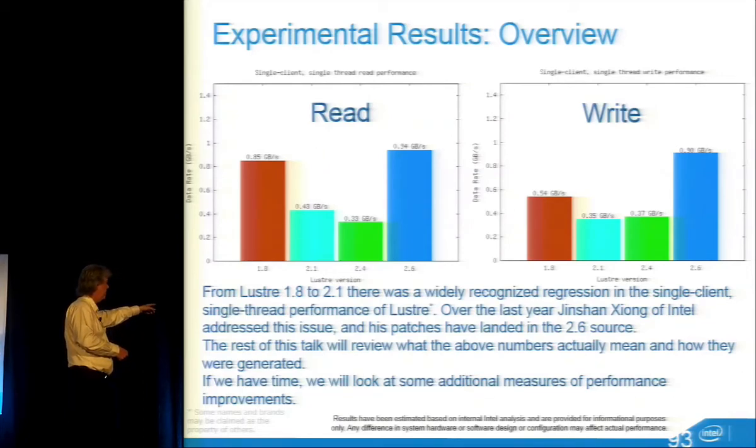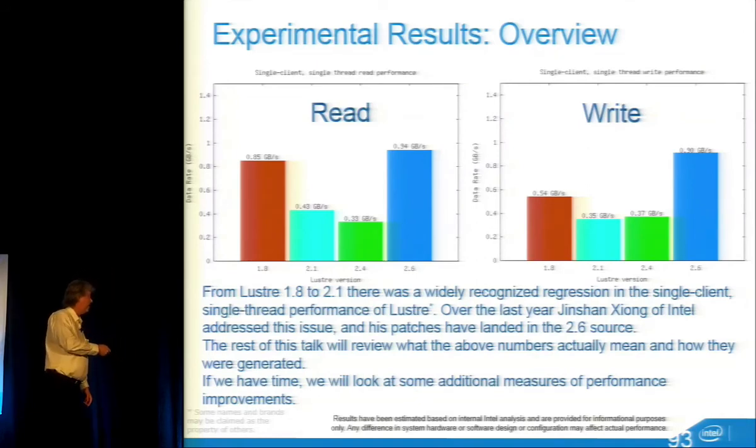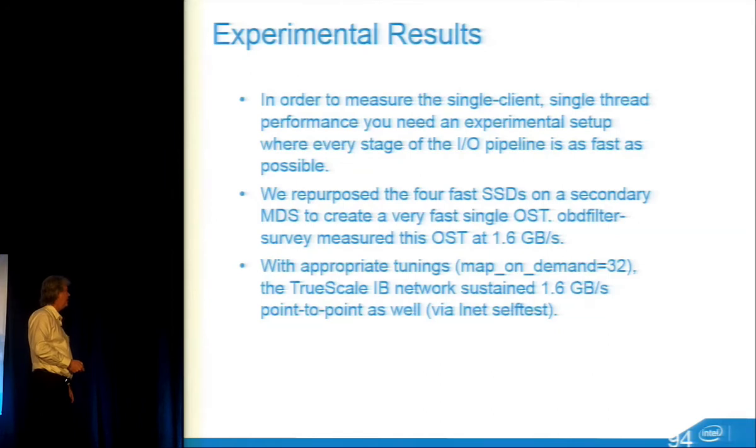As John pointed out, from 1.8 to 2.1, there was a performance regression. In our testing, 2.4 didn't really quite catch up. I guess it did just a tiny bit on the writes, but not on the reads. But in any case, there was a regression to the 2.1, 2.4. But then with Jinshan's patches, the 2.6 has actually better performance, single client, single thread, than 1.8 did, which is just great news. So whenever I see numbers that say, this is how fast Lustre goes, I go, well, how did you measure that? So the next few slides are going to talk a little bit about how we actually went about measuring it.